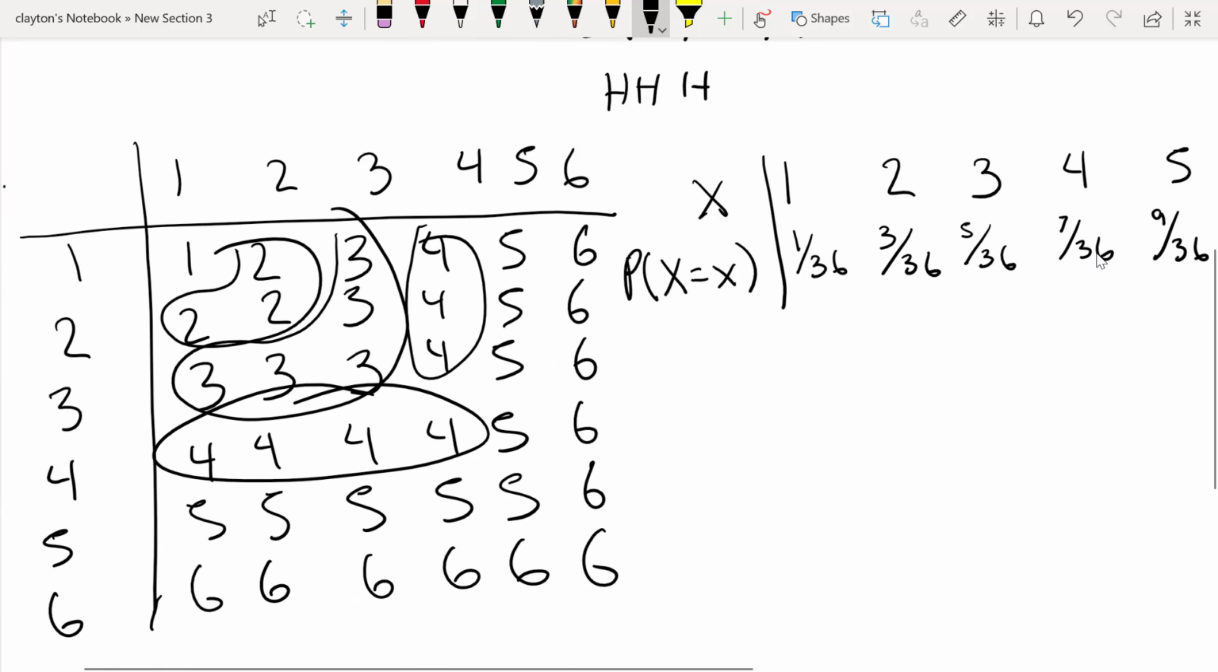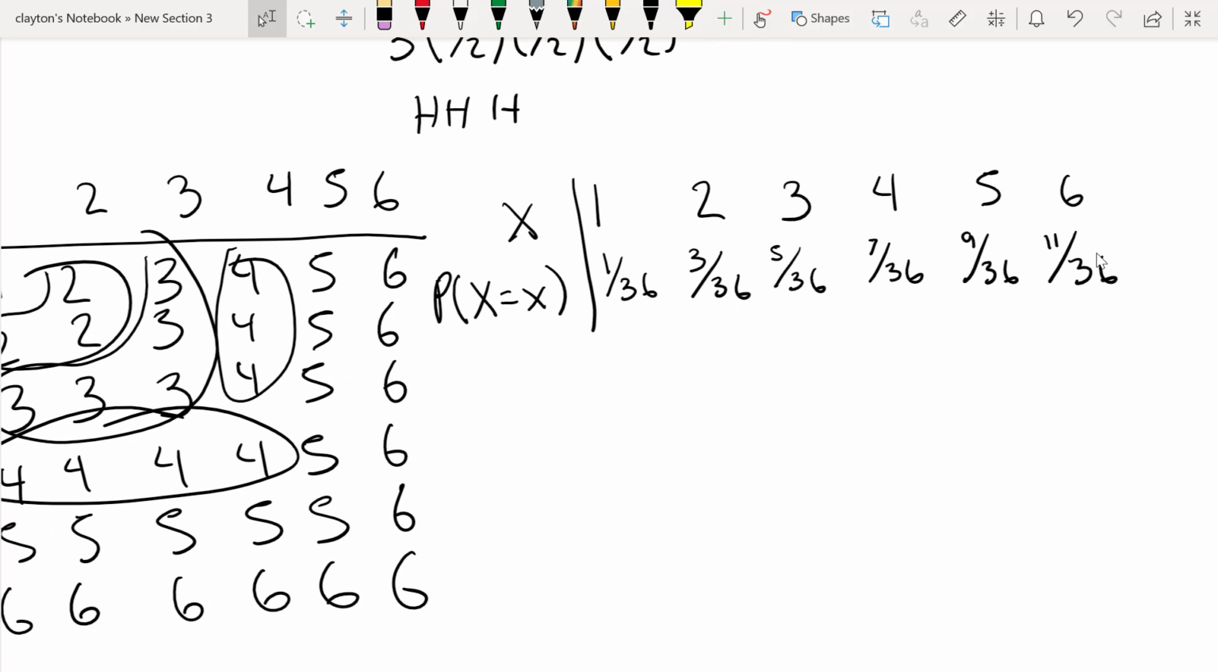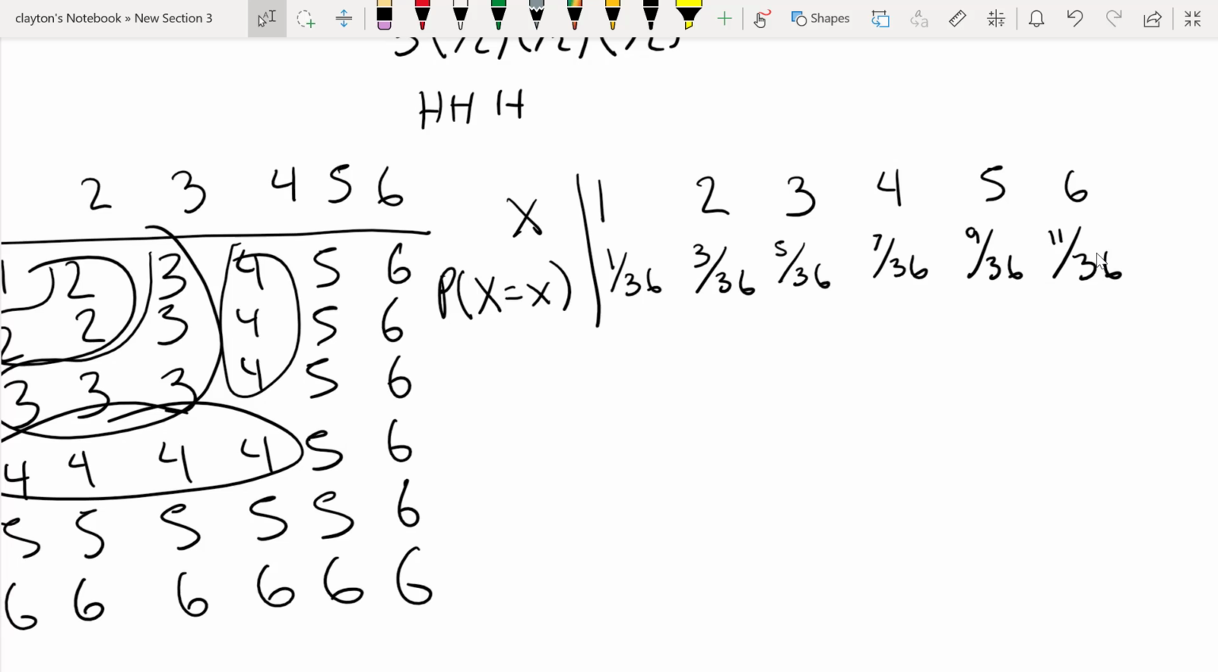Minimum is just going to be the inverse. In other words, instead of 1 being 1 over 36, 6 would be 1 over 36, and vice versa for everything else.